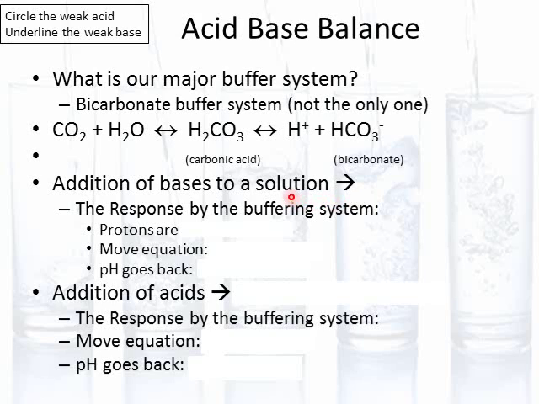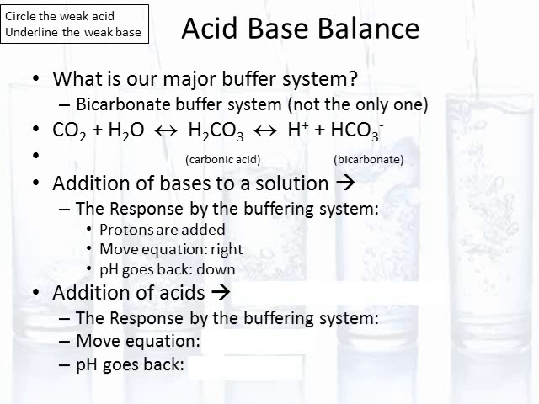Okay, so the two examples now, this is just to refresh your memory on acid-base balance. So in the situation where we have this buffering system, if we add bases to that solution, the response by the buffering system is going to add protons, right? It's going to add protons, okay? So adding hydrogen ions to get that pH back to normal. And so that's going to move the equation to the right. We need to dissociate carbonic acid into hydrogen and bicarbonate so we can add these protons to the solution. And that's going to move pH back down.